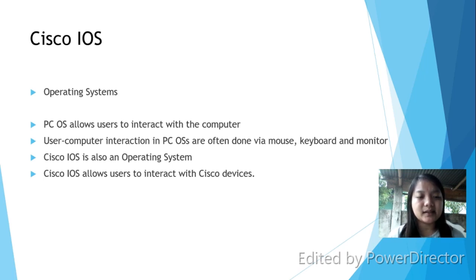The PC OS, or the operating system, allows users to interact with the computer. User-computer interaction in PC OS is often done by a mouse, keyboard, and monitor. The Cisco IOS is also an operating system. The Cisco IOS allows users to interact with Cisco devices.